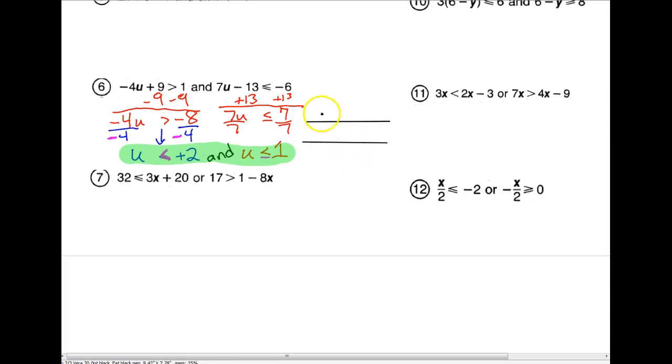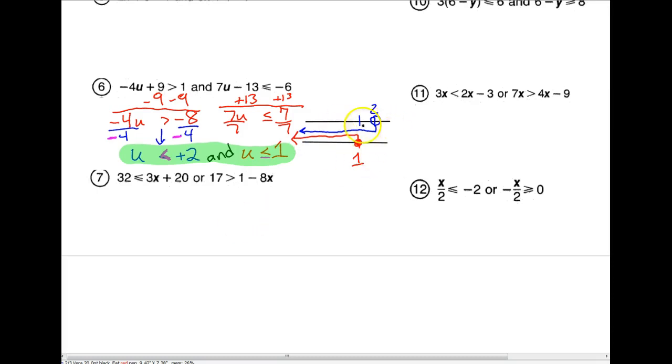So you make 2 small graphs, and you say, let's see here. The first one is less than 2, so here's 2. So the first graph is going to be all of these. And the second graph, here is 1, is less than or equal to. All right, so there we have the 2 graphs.